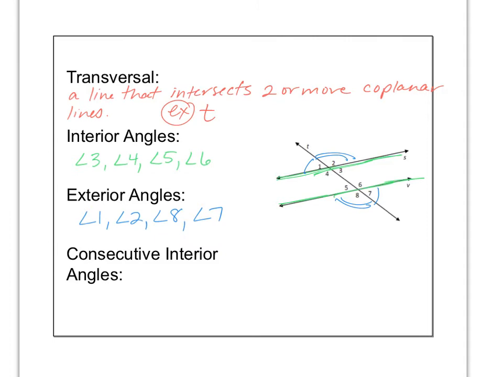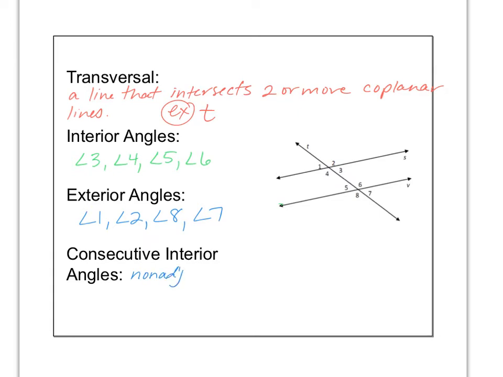Now we're going to get into more specific types of angles. Consecutive interior angles. Consecutive interior angles are non-adjacent interior angles that are on the same side of the transversal. Let's write that down.